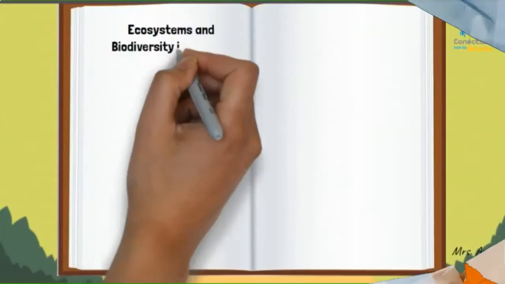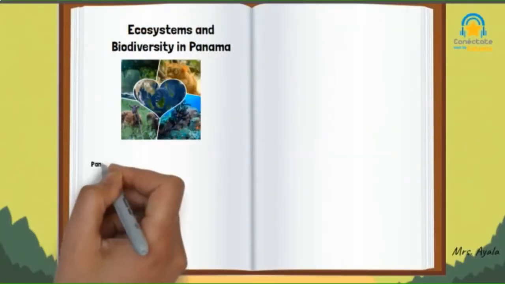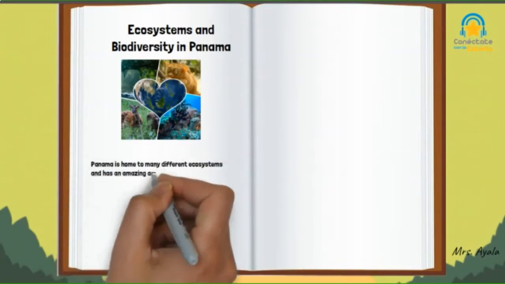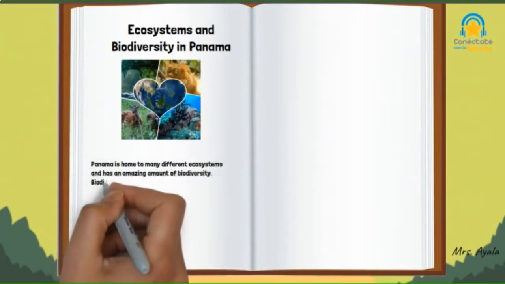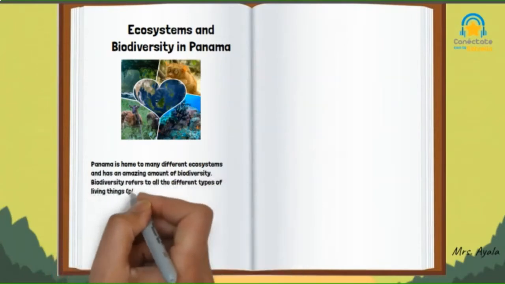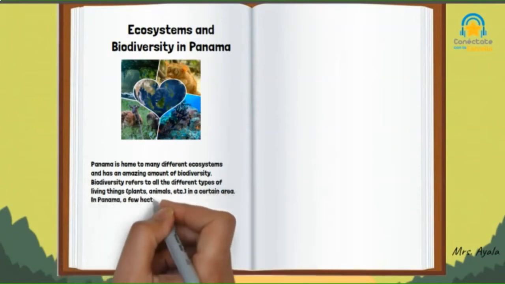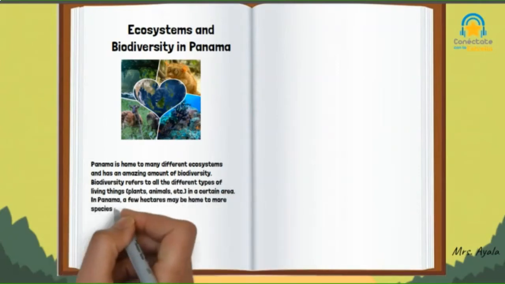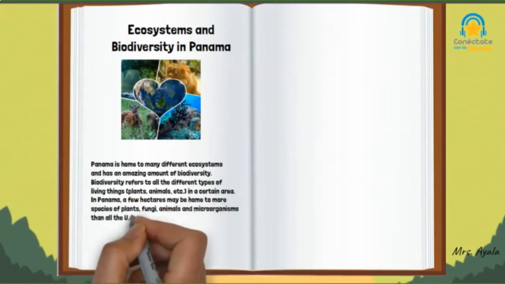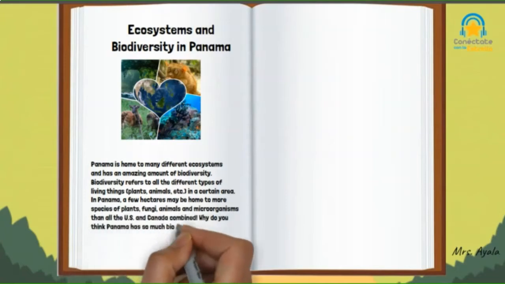Ecosystems and biodiversity in Panama. Panama is home to many different ecosystems and has an amazing amount of biodiversity. Biodiversity refers to all the different types of living things, plants, animals, etc. in a certain area. In Panama, a few hectares may be home to more species of plants, fungi, animals, and microorganisms than all the United States and Canada combined. Why do you think Panama has so much biodiversity?